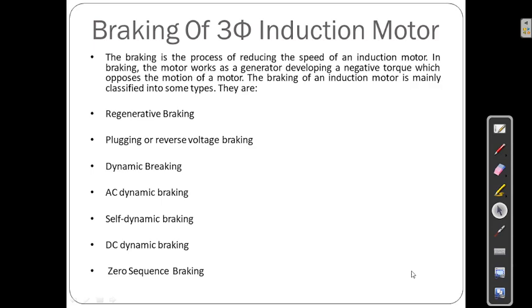Good day to all. Today we are going to see about the braking of three-phase induction motor. Braking is the process of reducing the speed of an induction motor. In braking, the motor works as a generator, developing a negative torque which opposes the motion of the motor. The braking of an induction motor is mainly classified into some types.